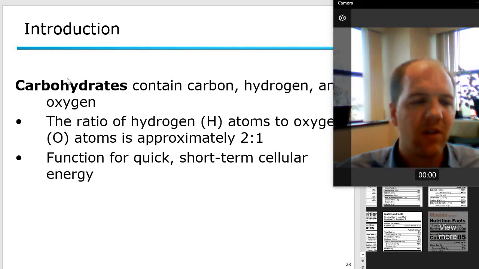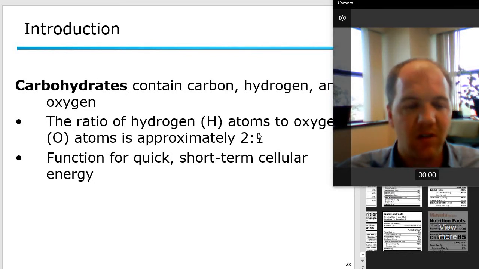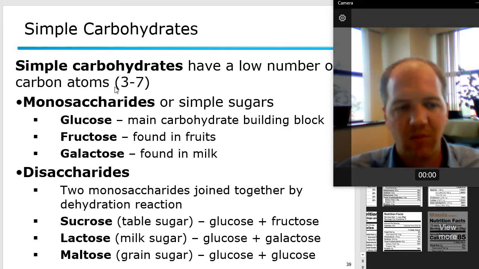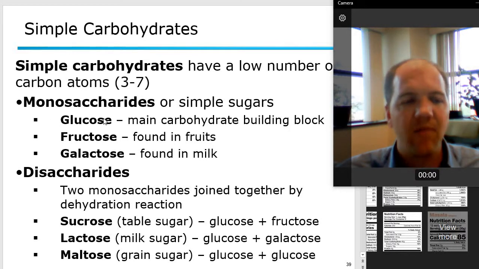So carbohydrates, they contain carbon, hydrogen, and oxygen, and that's it. It's in a specific ratio. And these guys, the main job here in our body is for energy. Carbohydrates have other jobs in other organisms, but these are the simple carbohydrates. We call them monosaccharides. These are the monomers of carbohydrates, the monosaccharides. There's glucose, fructose, and galactose. You've probably heard of these before. So glucose is a building block of carbohydrates.